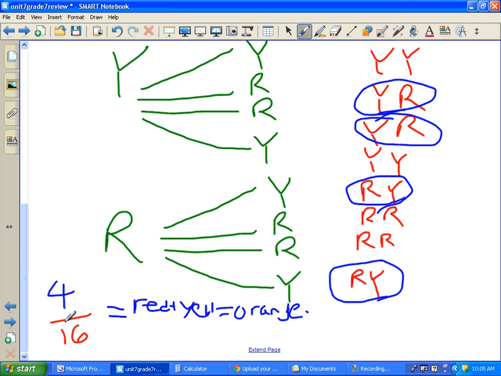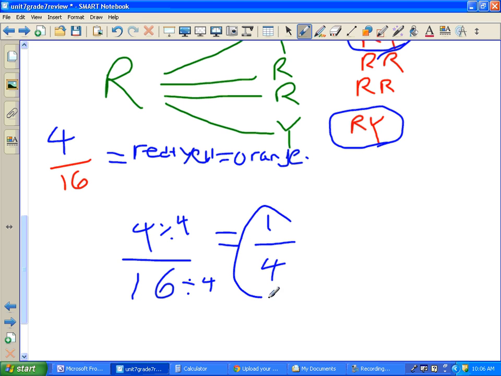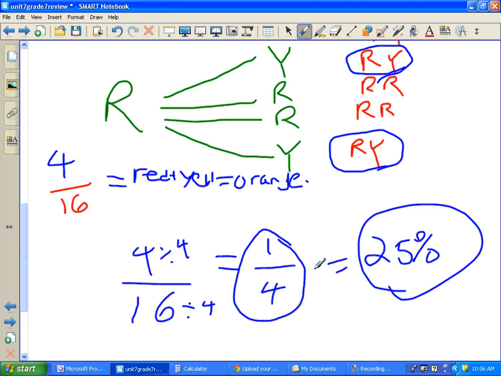Okay. So we got a 4 in 16 chance that it'll be orange. Theoretically, that's what it should have worked out to. Now, of course, 4 out of 16, if you divide the top by 4 and you divide the bottom by 4, you end up with 1 over 4, or 1/4 of a chance. Of course, 1/4 is 25%, if you change it to percentage.